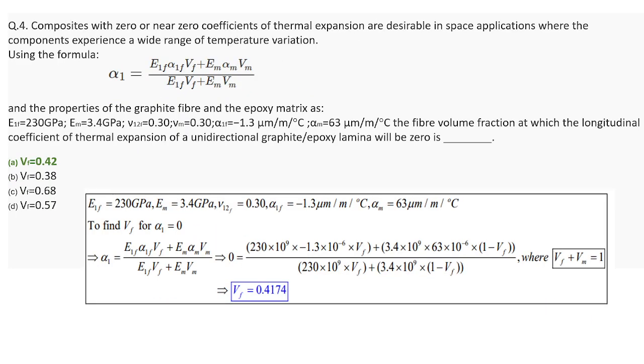The next question says composites with zero or near zero coefficient of thermal expansion are desirable in space applications where the components experience a wide range of temperature variation, and the properties of the graphite fiber and epoxy matrix are given. So we have to find the fiber volume fraction at which the longitudinal coefficient of thermal expansion of the unidirectional graphite epoxy lamina will be zero. They are asking about the longitudinal coefficient of thermal expansion.